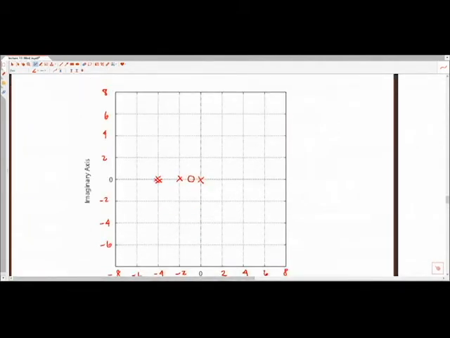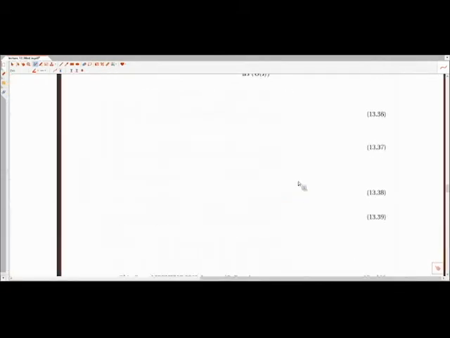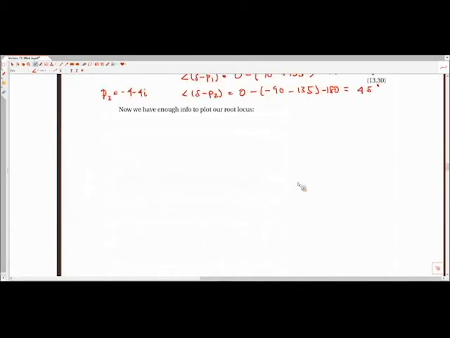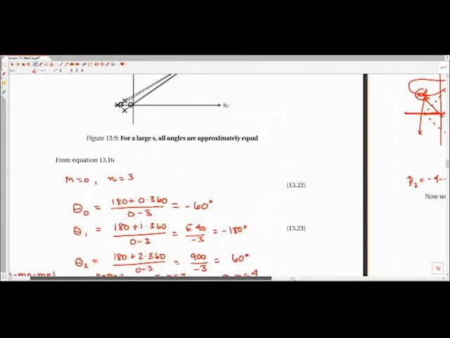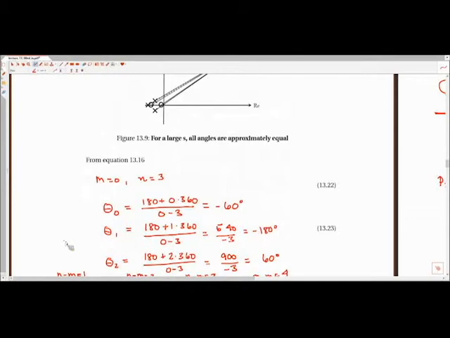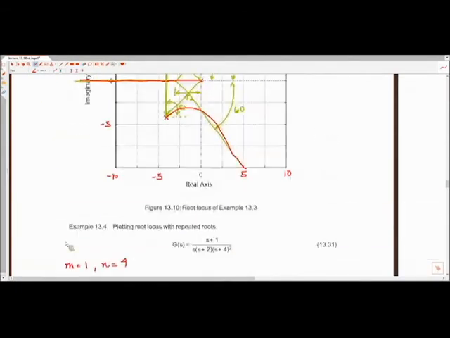Okay, so we have this configuration for k equal to 0. Where am I at? All right, 2.